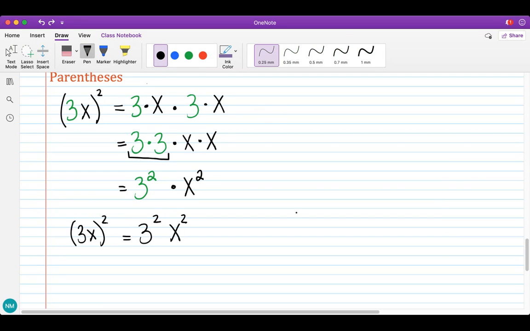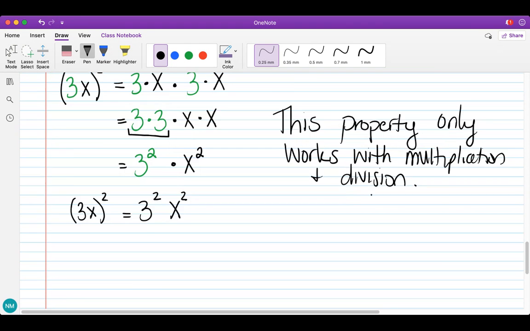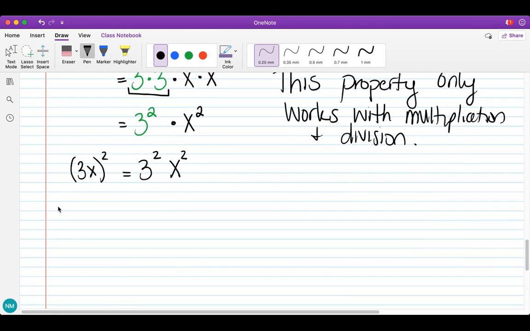Now, this is the key here. This property, I'm writing it out because it is crucial, only works with multiplication and division. What do I mean? If I have 3 over x squared, I can also, because this is division, 3 over x is 3 divided by x. This is going to be 3 squared over x squared. This squared gets distributed to both the numerator and the denominator.